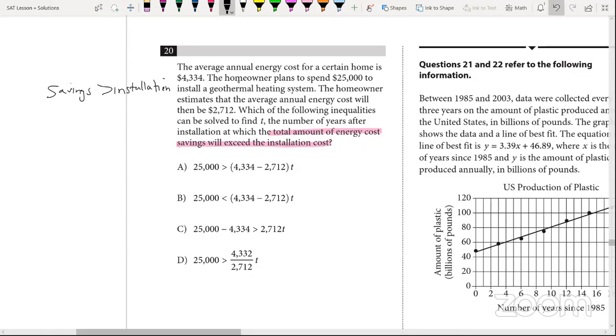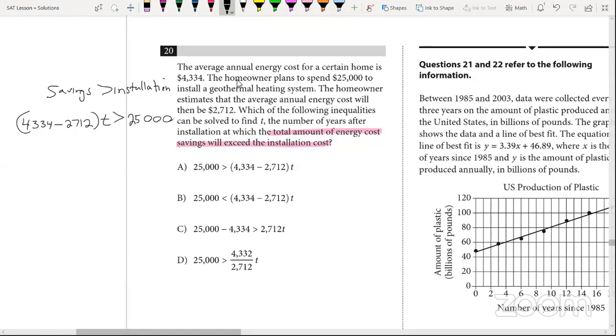So what's savings? Savings is what you would have spent, in this case 4,334, minus what you actually spent, 2,712. So if I would have spent 4,334, but I actually spent 2,712, the savings is the difference between those two numbers. And that's being saved every single year, so you're multiplying it by the number of years. And that needs to be greater than the installation cost, which is 25,000. So the right answer is the one that looks like this.